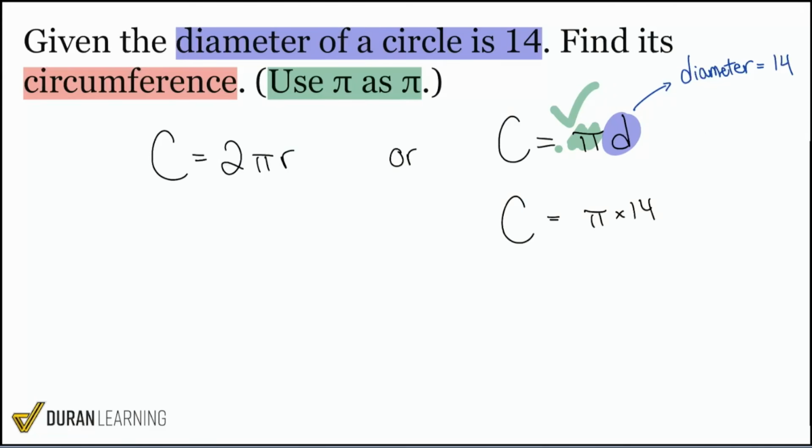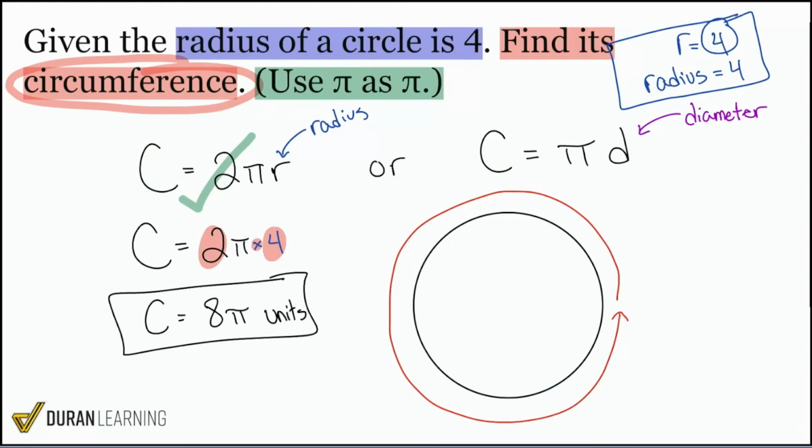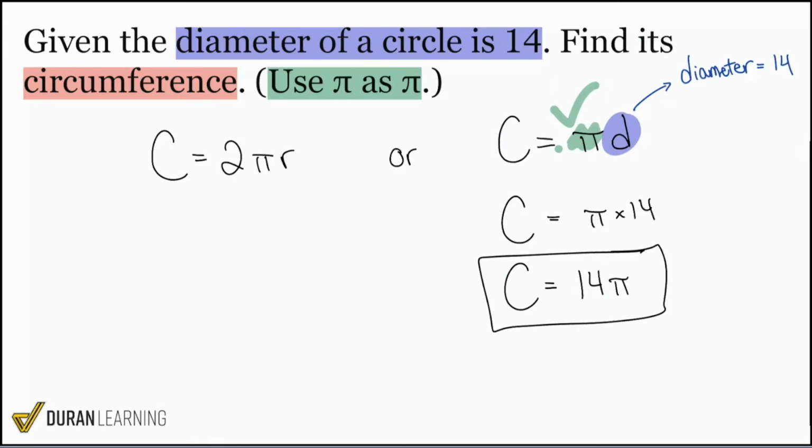Again, plugging in that diameter right there. And typically, proper math is just going to be 14 pi instead of pi times 14. It's shorter, saves you time, and there we go. So my party people, after these two questions, between this one and the previous one, where we use the radius for the circumference formula and the diameter for the circumference formula, are we feeling pretty good about this?